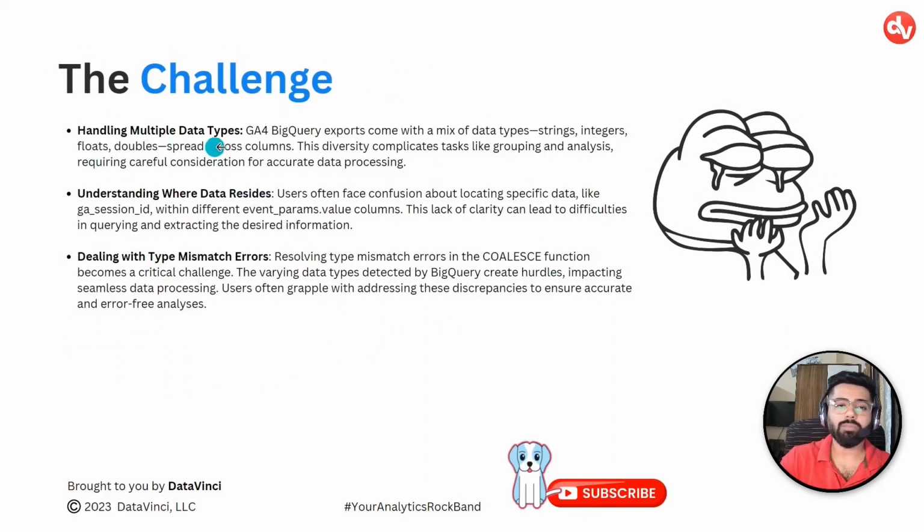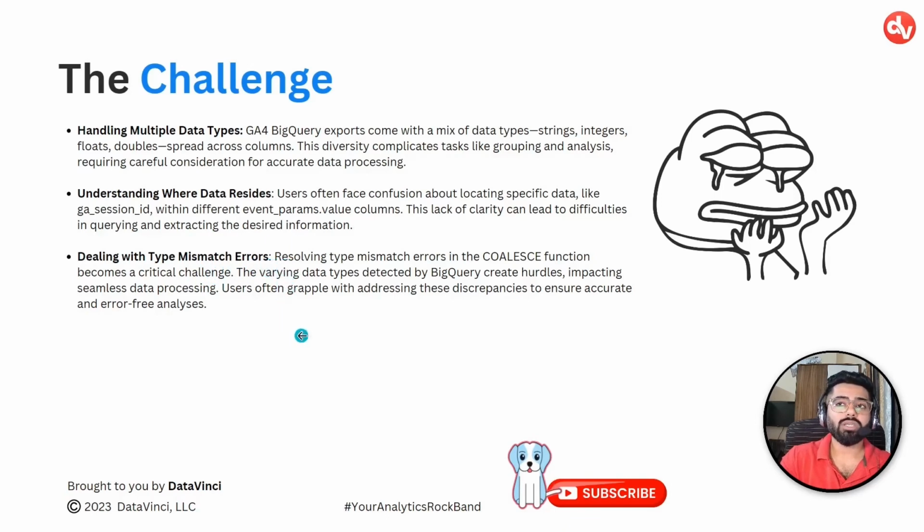Okay, so let's move on to the challenges and why this video is so important. So, handling multiple data types. Now, GA4 BigQuery exports come with a mix of data types like strings, integers, floats, and doubles, which are spread across multiple columns. Now, this diversity complicates tasks like grouping and analysis, and then understanding where this data resides. Now, users often face this confusion about locating specific data, like say for example GA session ID within different event parameters or columns. Now, this lack of clarity can lead to difficulties in querying and extracting the desired information, and then dealing with type mismatch errors within the COALESCE function.